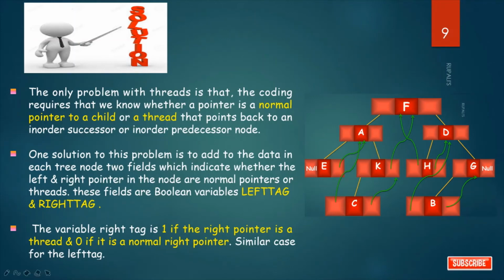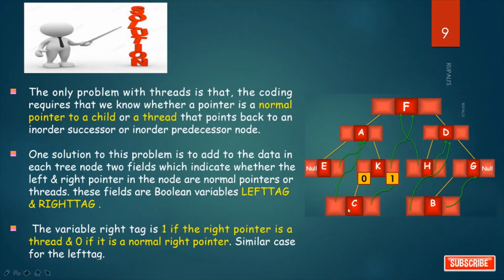For example, for node K, what is the value of left tag? It is a normal child pointer. So, left tag value is what? Left tag value is 0 here. For K, what is the value of right tag? It is a thread pointer. So, it is 1. Right tag value is 1.